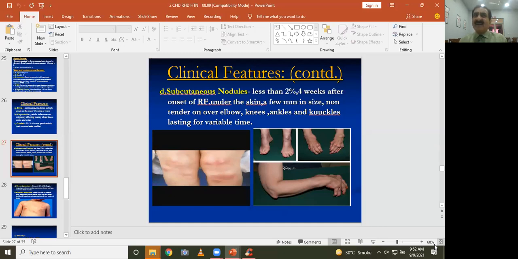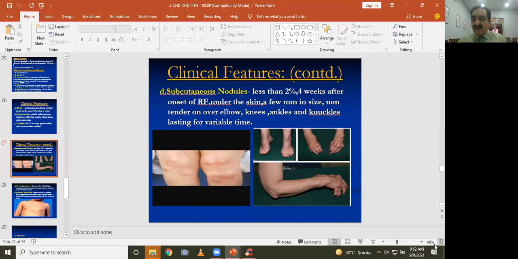These are small nodules ranging from a few millimeters to half a centimeter. These are under the skin, a few millimeters inside. They are not tender. They are seen over the extensor surface of the joints: over the elbow, over the knee, over the ankle, and on the knuckles of the hands. And these remain for a variable time.